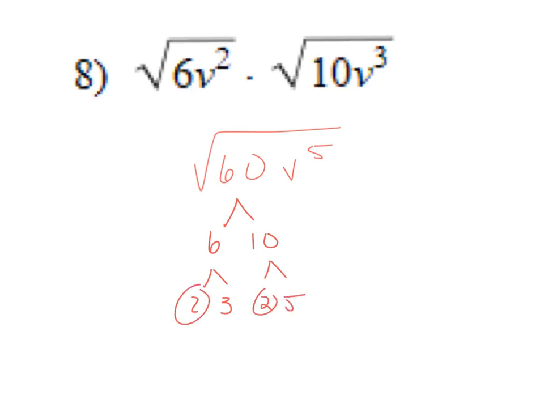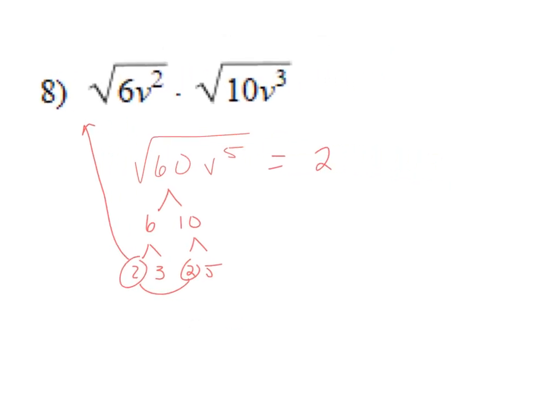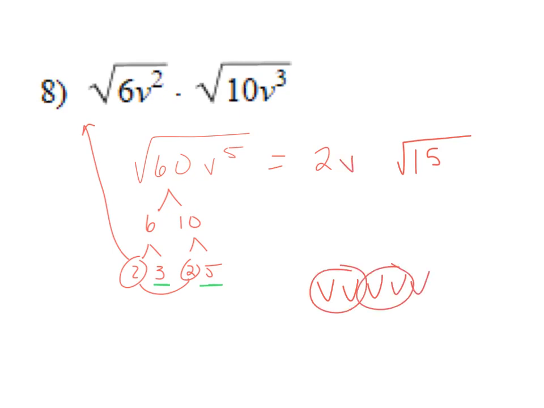So the 2's pair up and move to the outside. So I have a 2 on the outside. On the inside, I have the 3 and the 5 left, so 3 times 5 is 15. Now looking at your variables, you have 5 v's. So I have 1, 2 pair, so v squared on the outside, and then I have this poor little v left over on the inside because he doesn't have a buddy. And there's your final answer.